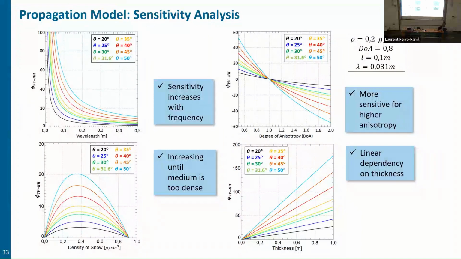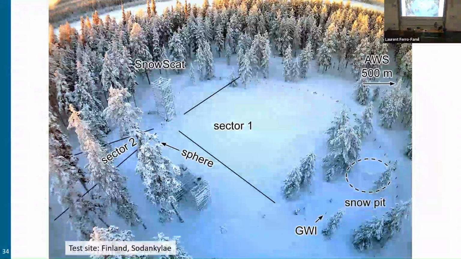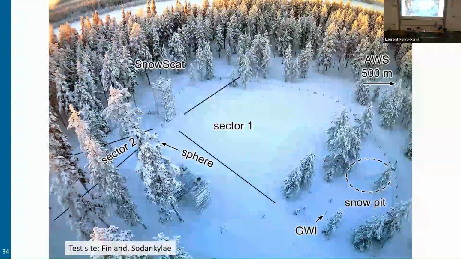And then the other thing is we have a linear relation to thickness. And this is something that we like to have because this is something that we like to estimate from HH and VV polarization.